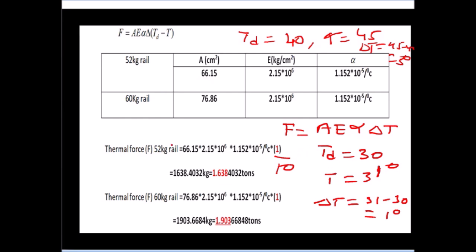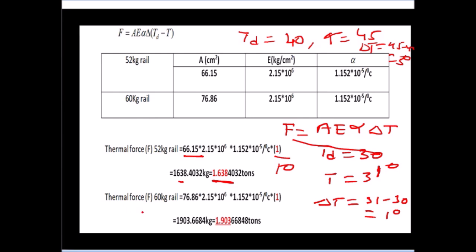So now substituting in our equation, F is equal to A alpha delta T. A is 66.15, E is 2.15 into 10 raised to 6, and alpha is 1.15 into 10 power minus 5. You get this value. How much? 1638.4 kg, which is equal to 1.638 tons.